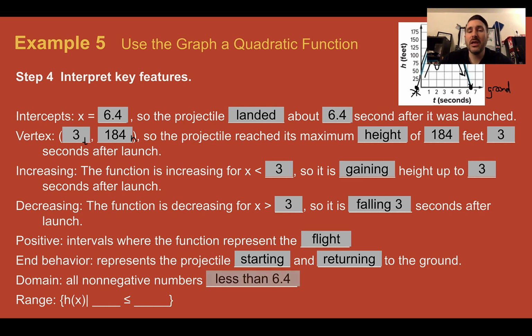Your domain, with just a basic quadratic, will be all real numbers, but here the domain is just your x values. It started at 0, and the projectile was done flying through the air at 6.4. So your x values only go between 0 and 6.4. And then your range, the lowest it's going is the ground. What's the highest it's going to go? 184. So the range would be between 0 and 184.